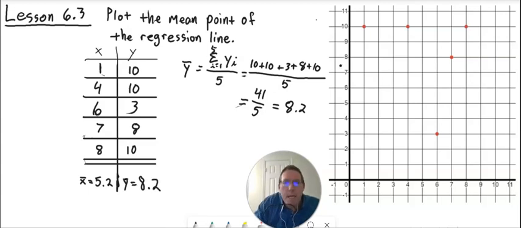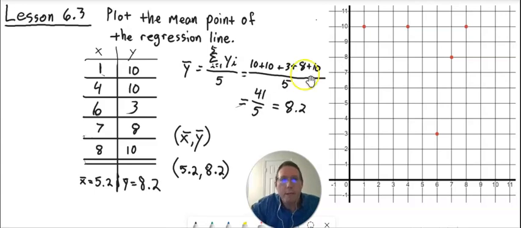So now that we've found the mean of the x and the mean of the y, our mean point, which is x bar comma y bar, is the point 5.2 comma 8.2. So now that we've identified the mean point, we're now going to plot the mean point. So we're going to go to 5.2. So this is 1, 2, 3, 4, 5, and a little bit past 5, maybe right about here, is 5.2. Okay?